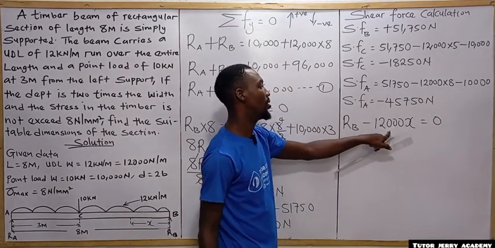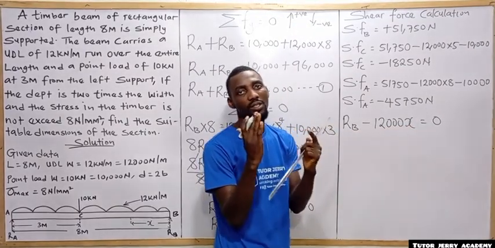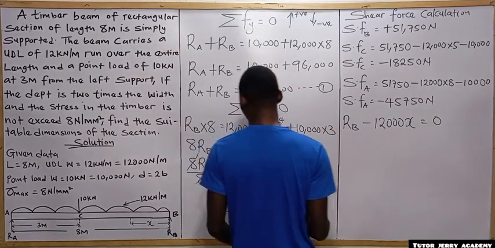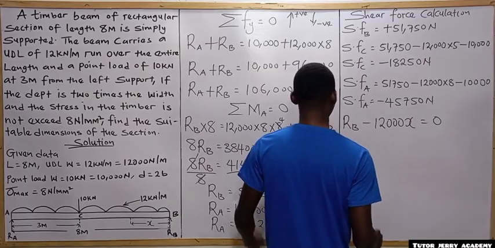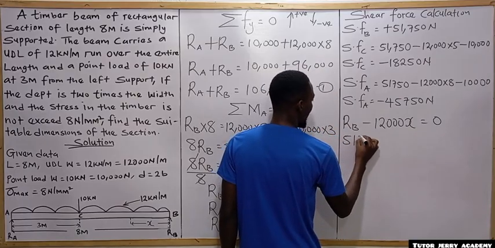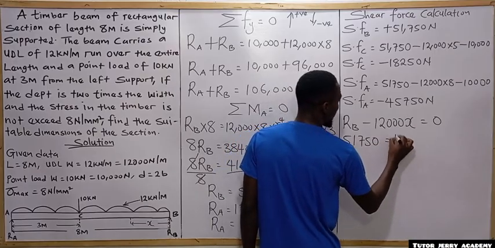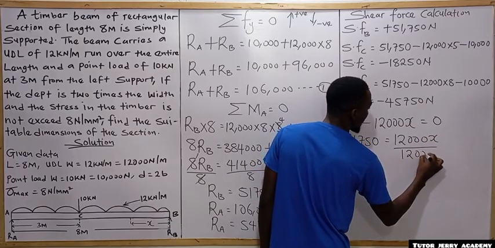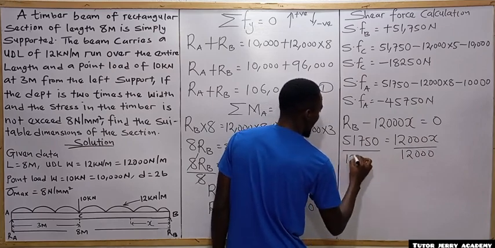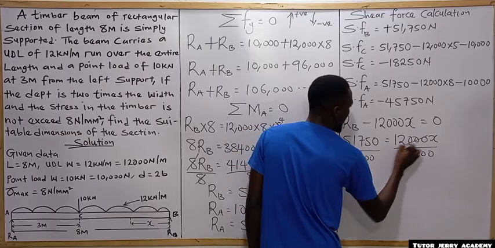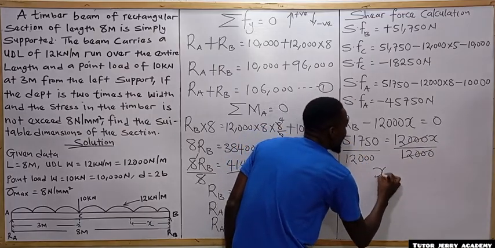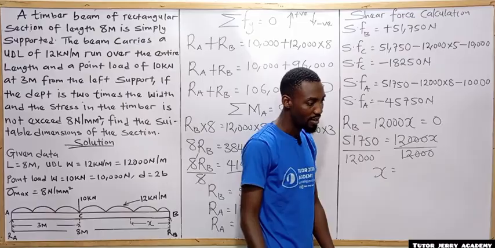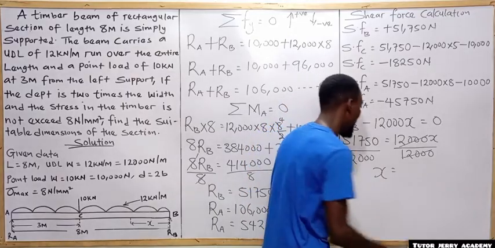I hope you know why it is like this. Because the 12,000 we need to convert to a point load, multiplying by the distance that it covers. So it's going to be 12,000 S. And our ROB is 51,750. So 51,750 will be equal to 12,000 S. If we divide both sides by 12,000, then our S will be equal to 51,750 divided by 12,000. That is 4.325 meter.